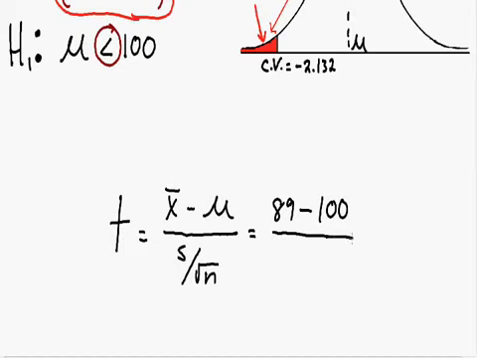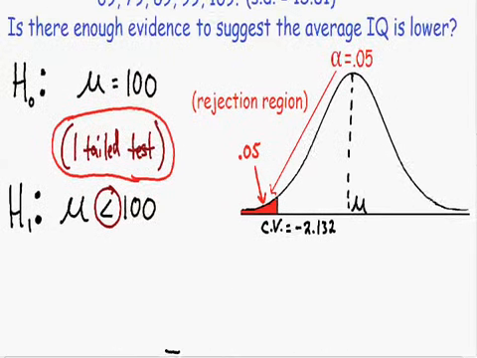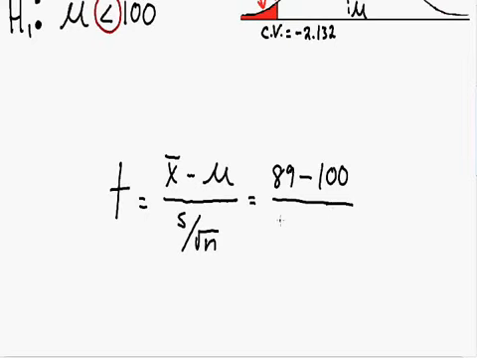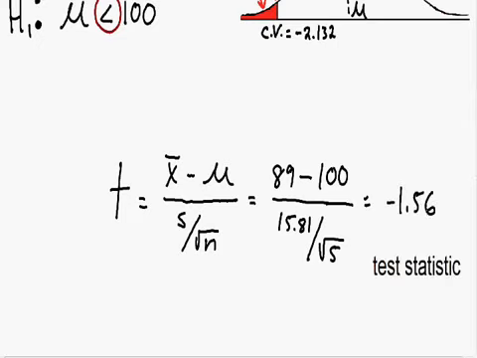This is all being divided by the standard deviation of the sample, and just to save a little bit of time, I gave this to us already. The standard deviation of the sample is equal to 15.81, so we can plug 15.81 in for our standard deviation, and this is being divided by the square root of the sample size n. We know that our sample size is 5. If we plug all of this into our calculator, we're going to get a value of negative 1.56. This value of negative 1.56 is our test statistic.